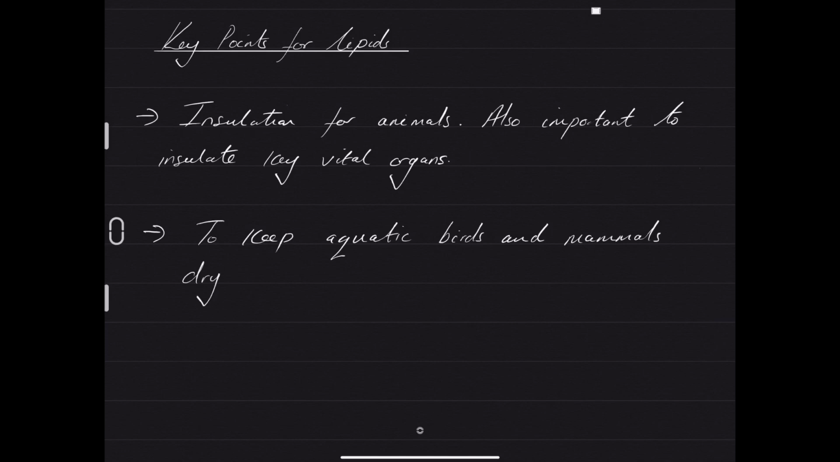Okay, due to the water repelling feature of lipids. Lipids have a hydrophobic component, meaning that it will repel water. So when we talk about lipids at the molecular structural level, I will mention this word hydrophobic again.